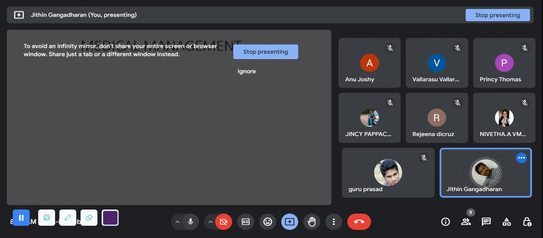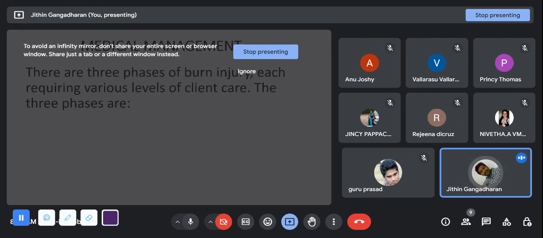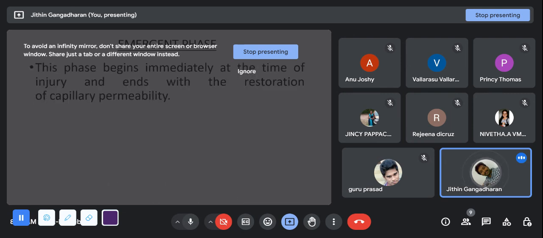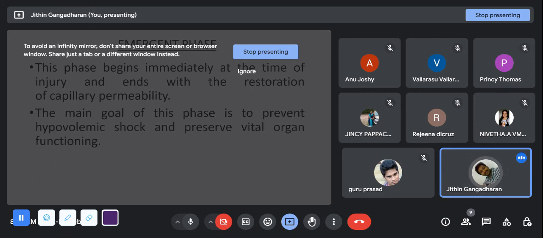Now, the medical management. This is the area which we are concerned about. The phases of burns are broken down into three phases: emergency phase, intermediate phase, as well as rehabilitative phase. We shall see them one by one. The emergency phase begins immediately at the time of injury and ends with restoration of capillary permeability. It starts soon after the patient is brought to your casualty, and once we restore the capillary permeability, the emergency phase is over.